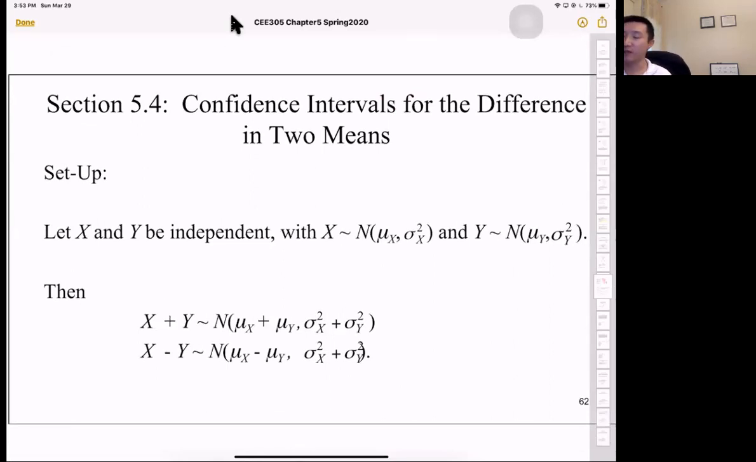Section 5.4 is the confidence interval for the difference between two means. So let's look at the setup. If x and y are independent and both x and y follow a normal distribution, then based on the linear function of normal distributions, we know x plus y follows a new normal distribution, and x minus y follows a normal distribution too. Pay attention to the standard deviation: the variances are both added.